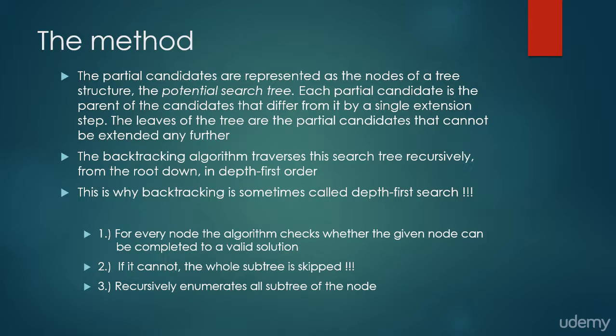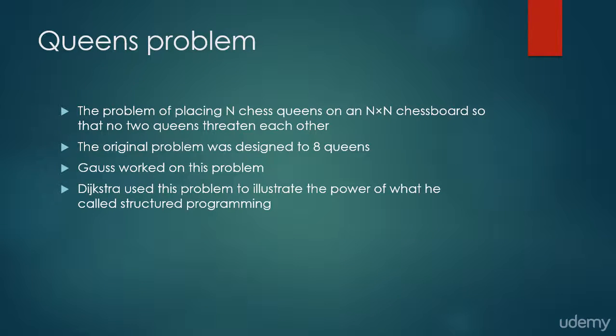For every node, the algorithm checks whether the given node can be completed to a valid solution, and if it cannot, the whole subtree is skipped, and it recursively eliminates all the subtrees of the node, such as in the queens problem. The queens problem and Sudoku, as I said earlier, rely heavily on backtracking.